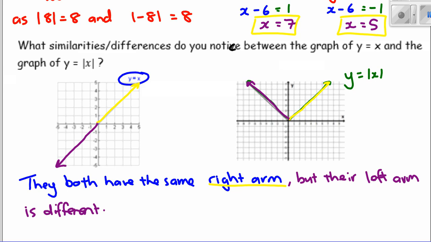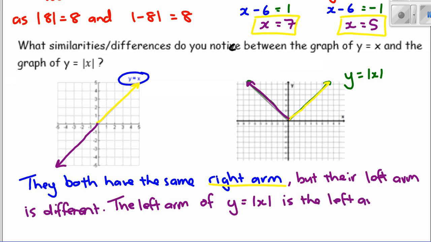The left arm of y equals the absolute value of x is the left arm of y equals x reflected across the x-axis. Back to symmetry again.